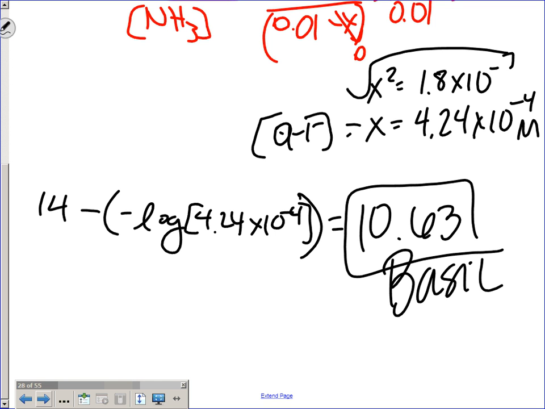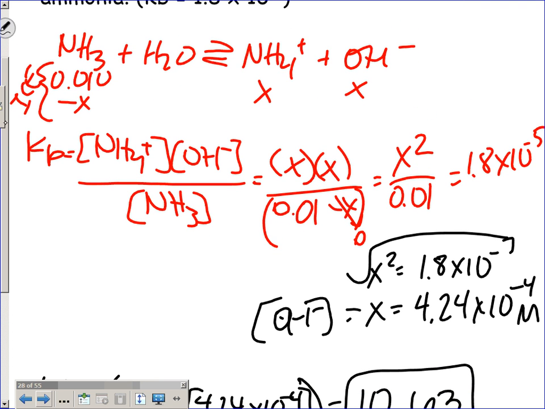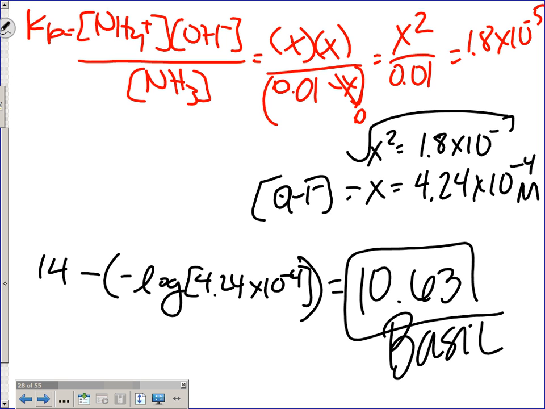Okay, that's the only weak base one I'm doing right now. Yes, ma'am. Oh, how do we do sig figs? Sorry, I am a horrible person for that. How many sig figs are here? 2. How many sig figs should be in my hydroxide? 2. So this should be 4.2 times 10 to the negative 4. I mean, how many decimals in pH? 2, which is 10.63 here, unless I rounded wrong. Is that right? Yes.